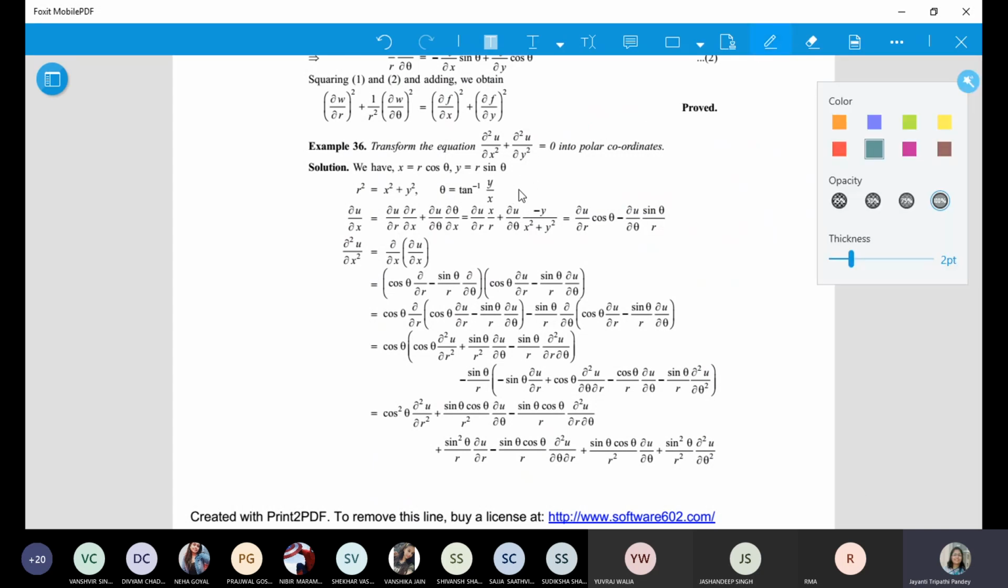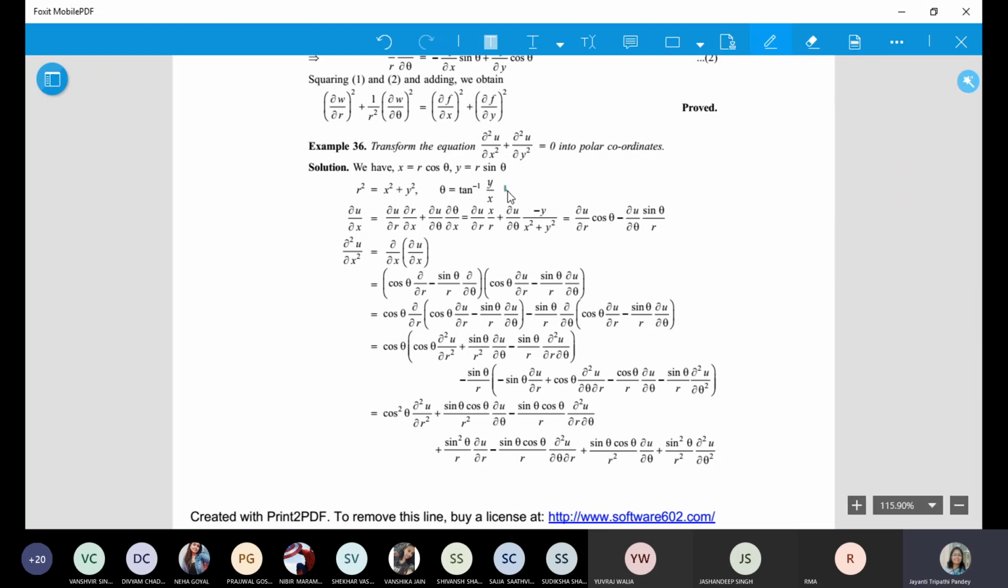We keep on using this again and again. So in place of x, you will write r cos theta. In place of y, you will write r sin theta. Now you are not converting x into r. You are converting r into x. So remember that. So that means you will write r as function of x and y, and you will write theta as function of x and y. Is this okay?